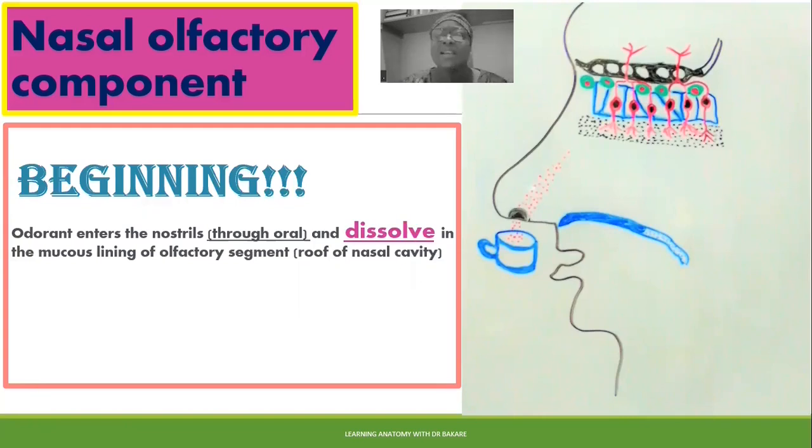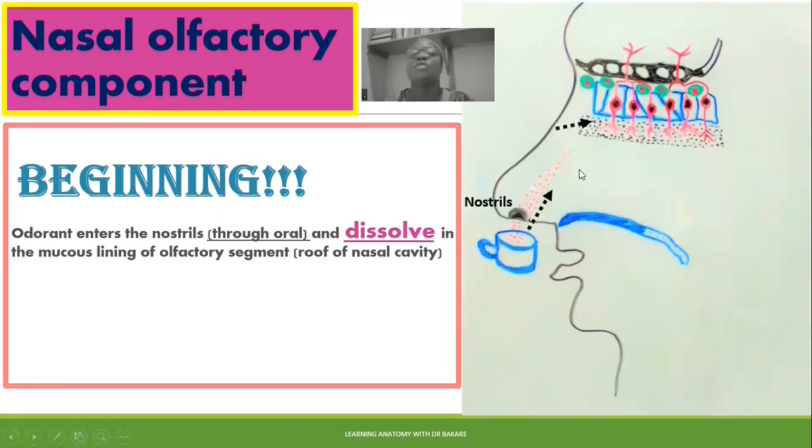The first event or activity that must occur within the nasal olfactory component is the transmission of odorant. So odorant must enter through the nose rays. We know that the nose rays are the spaces that are seen within the nose. And of course, this odorant will enter through it and be directed into the olfactory segment of the nasal cavity.